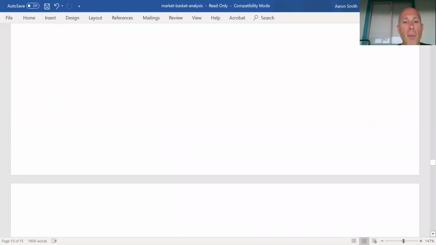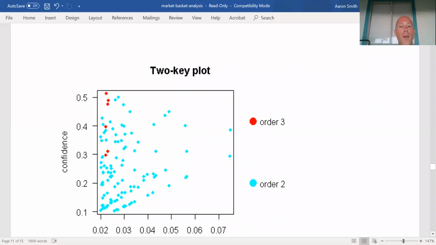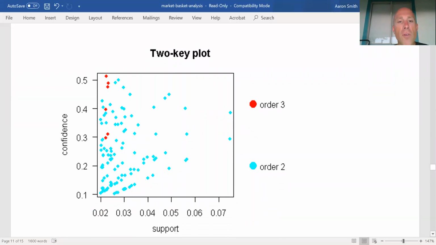We can do a 2-key plot. What this enables me to see is the difference between the order 2 rules and the order 3 rules. Order 3 rules, we can see that they've all got low support, but they have high confidence. And then order 2, it's kind of spread out. These rules over here are the ones that are interesting me right now.